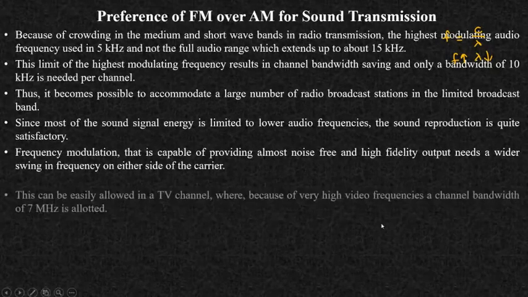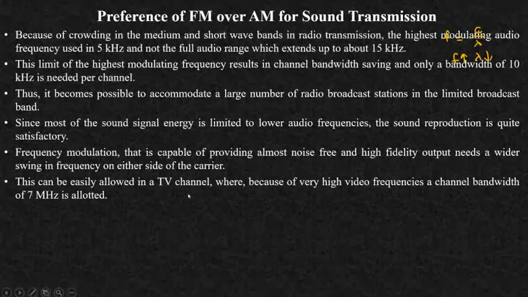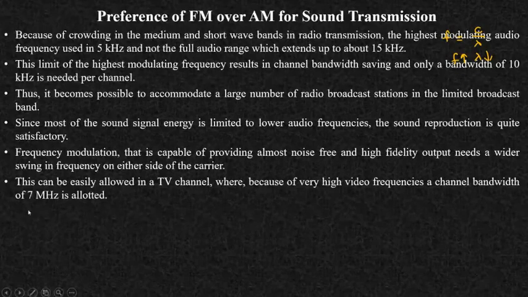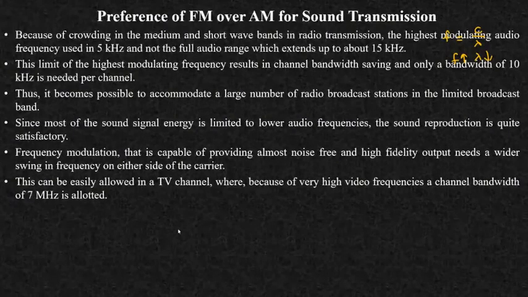signal here. Now this can be easily allowed in the TV channel, where because of high video frequencies a channel bandwidth of 7 megahertz is allotted. Okay, if your video bandwidth is already 5 megahertz, how much more should be allowed? You are allowed to use up to 7 megahertz, so you can go in that range only.